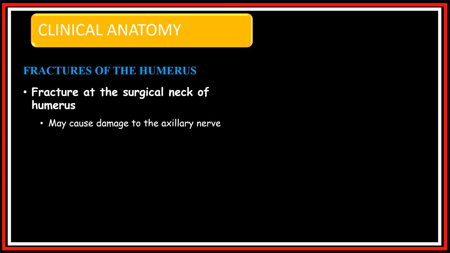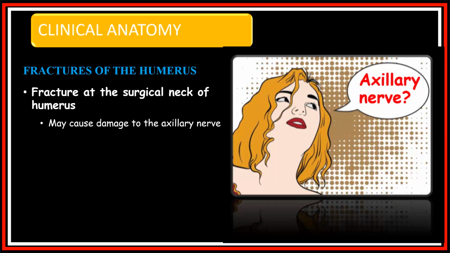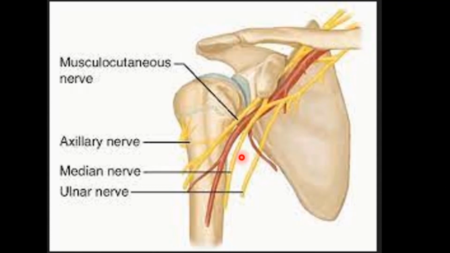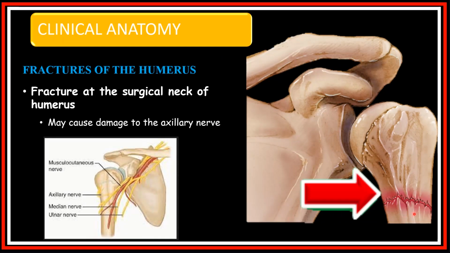When we have a fracture there, which nerve are you expecting to suffer damage? Your axillary nerve. Let's have a picture again. This is a fracture at the surgical neck. Here you can see the axillary nerve wrapping round the head of the humerus at this part of the surgical neck. So with this fracture, you will expect that this nerve is very liable to injury. That is what happens when we have a fracture at the surgical neck. The axillary nerve lies very vulnerable.